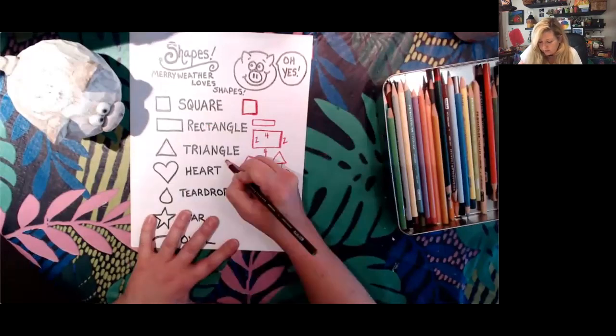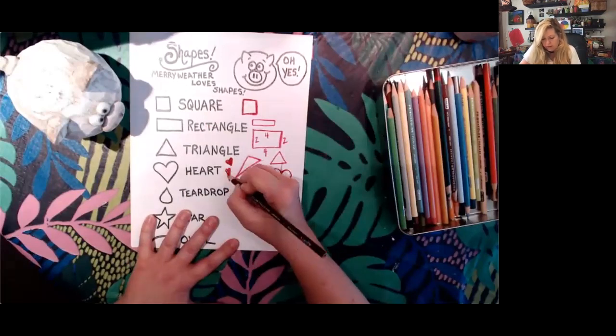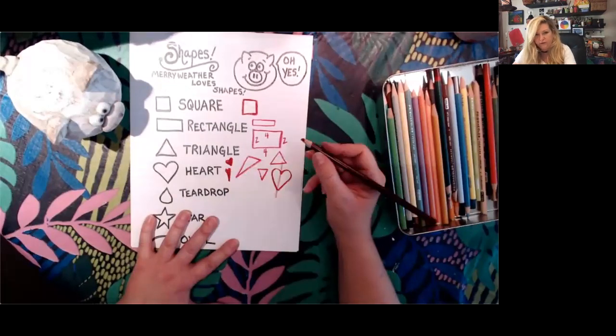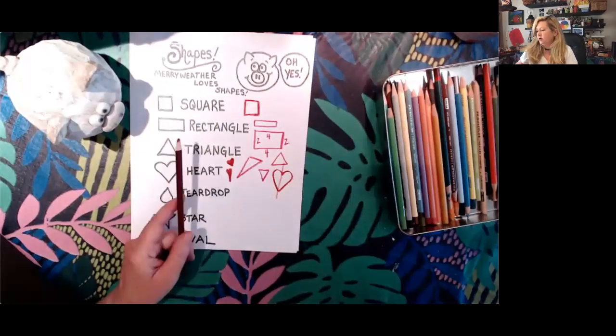I'm going to do a little heart. And hearts are fun to color in. Now a heart can look like that, or it can be super skinny. That looks kind of fun. Or they can be really fat, of course. So those are our hearts.